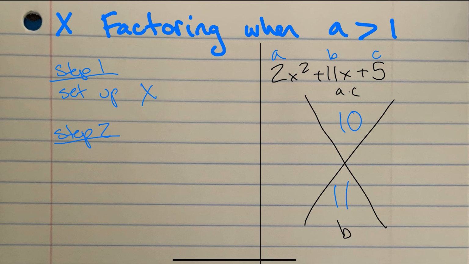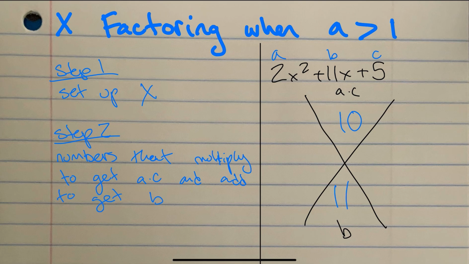Step 2, also the same. You are still going to need to find numbers that multiply to get a times c, and add to get b. So we're still doing that. They're going to multiply to get the top number, and add together to get the bottom.